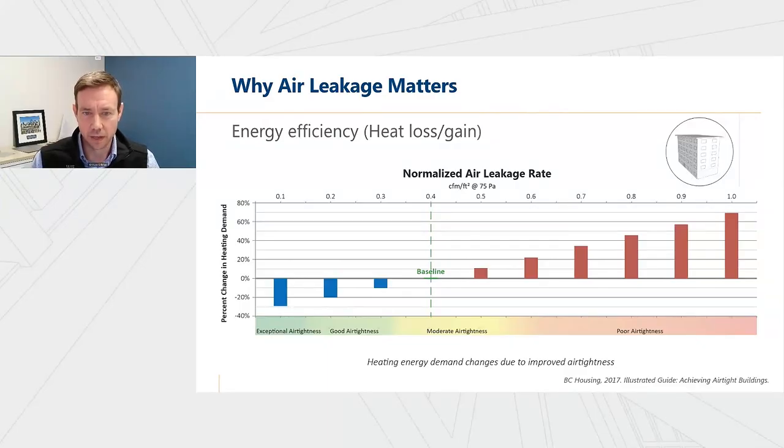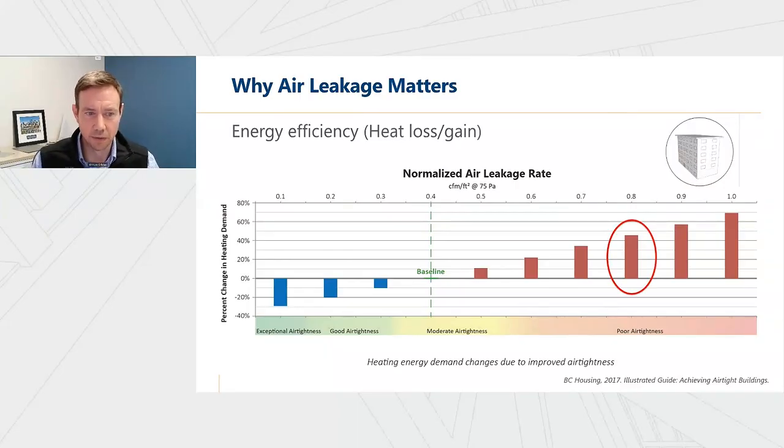Here's an energy modeling simulation study of a 6-story building, code compliant, and the only thing that was changed was air leakage. The top horizontal axis is air leakage rate. The left vertical axis is percentage change in heating demand, and the vertical green dashed line in the middle of the graph is the baseline code compliant air leakage rate.